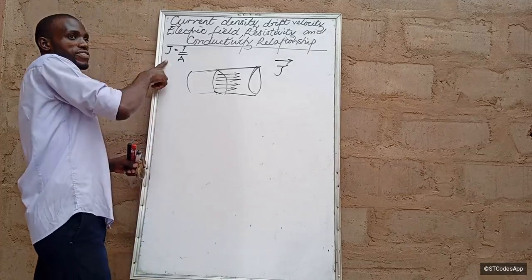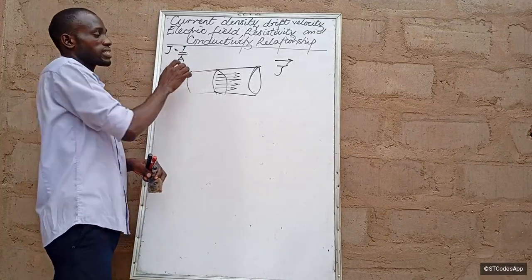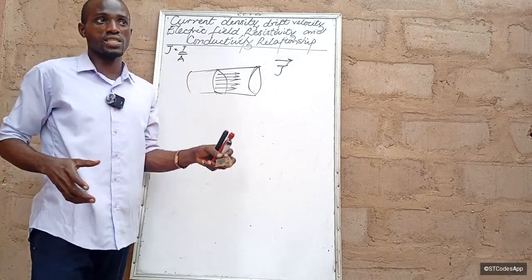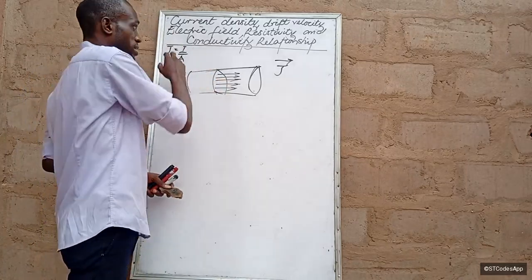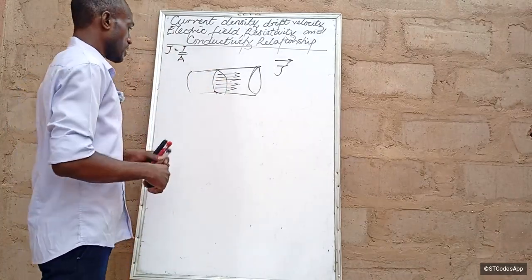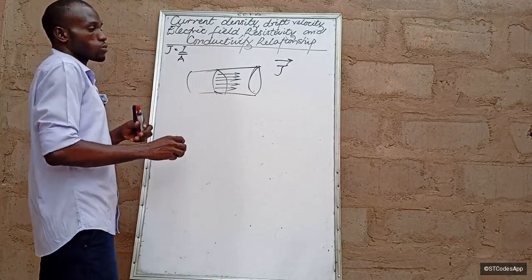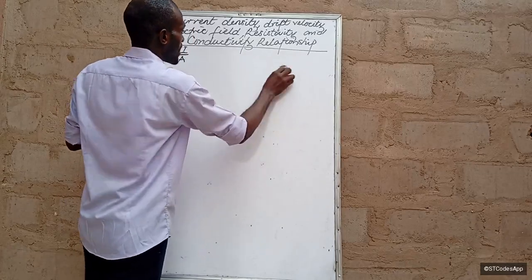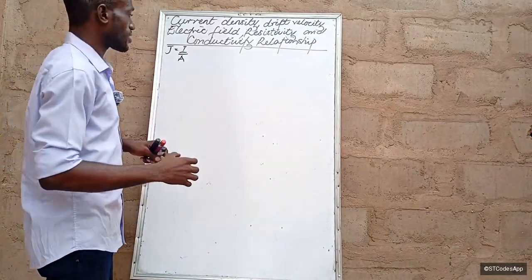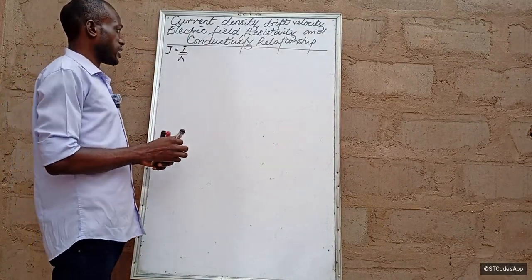Look at it. The vector current density is inversely proportional to the area. So what that means is that the wider the cross section, the higher the current, but lower the current density. Do you understand? So that's why we need it. So physicists define current density as the quantity of current flowing per cross-sectional area.